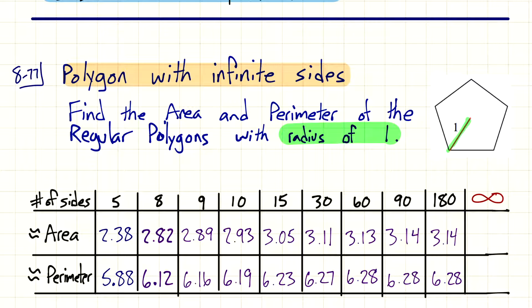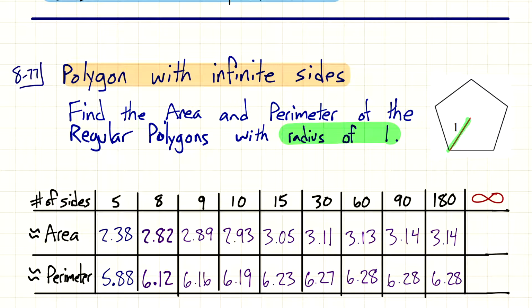And so we're going to specifically look at regular polygons with a radius of 1. So that means the distance from the center to one of the vertices would have a measurement of 1. Right? So every single one of these is going to have that same measurement. The only thing that's going to change is the number of sides in that shape.